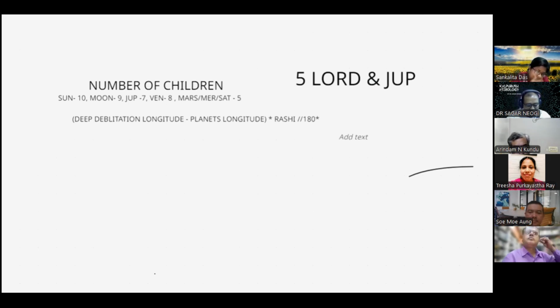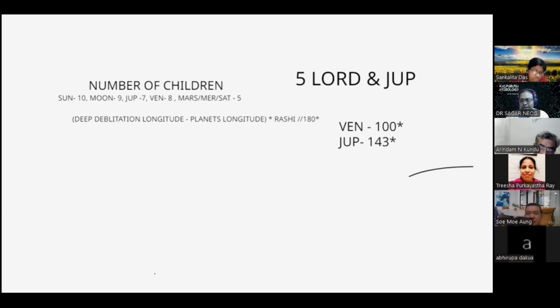In a chart, Venus is the fifth lord, and Venus in that chart is at 100 degrees, right? And Jupiter, naturally we have to take, and Jupiter in that chart is at 143 degrees. What these are is nothing but the absolute degree. Venus at 100 degrees means where is Venus placed in the chart? Up to Gemini is 90 degrees, and then Cancer 10 degrees.